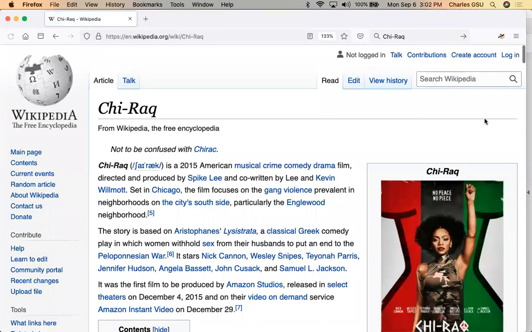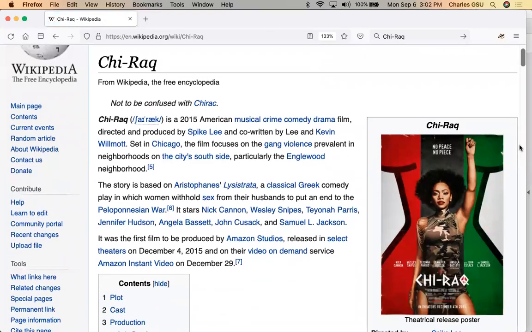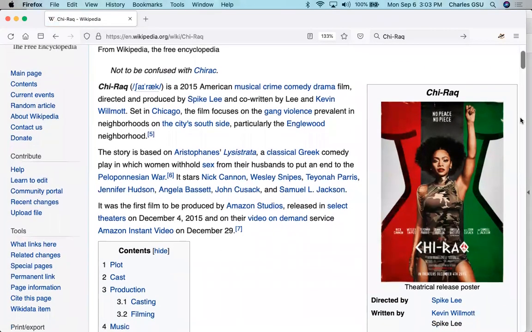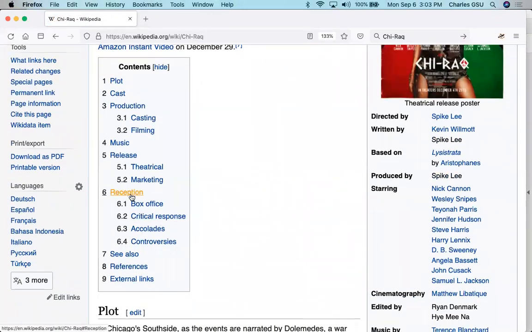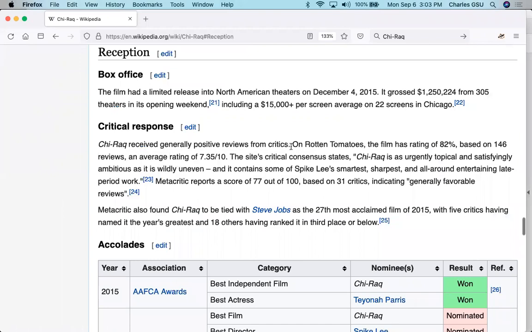It's a Spike Lee film called Chiraq, and it's kind of a riff off of Aristophanes' comedy called Lysistrata. And it's set in Chicago, but kind of post-Iraq war, and there's a lot of gang violence included. But anyway, if you go down to reception, if you will, like how it is received by the public, and these kind of takes or summaries, there's something about Rotten Tomatoes. The film has received 82% based on 146 reviews.